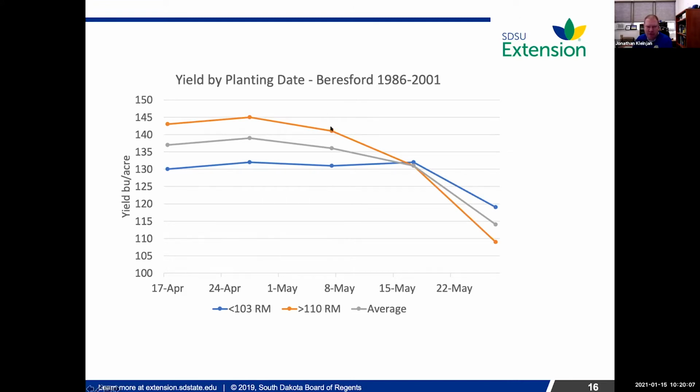Beresford's a little further south. It's going to be kind of our optimum planting date. And then as we get later in the season, and this would show up probably even more if we got on to June, the earlier hybrids tend to do a little bit better than the later ones. And that's just obvious. The later ones don't have time to fill. So that's what we see in Beresford.